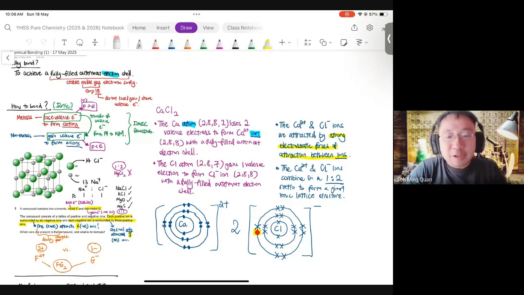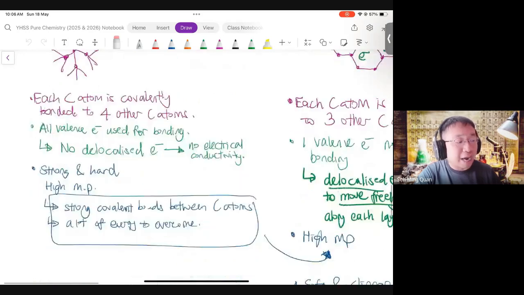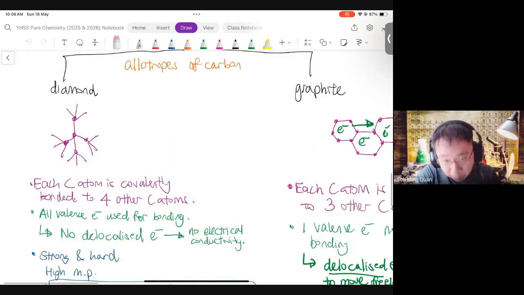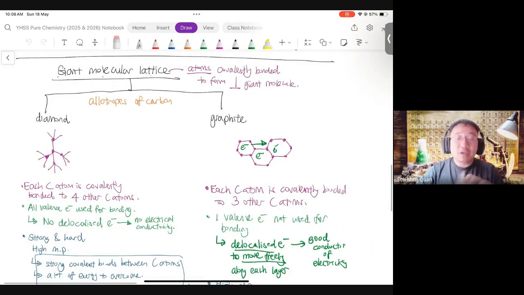Okay, good morning. So we are back to do our consultations for the WA2. Yesterday we stopped at giant molecular lattices, at diamond and graphite. So I'm going to scroll right down to where we stopped. Yesterday we went through giant ionic, simple molecular structure, and finally we ended at the giant molecular lattice, where we spoke about the two allotropes of carbon, diamond and graphite.